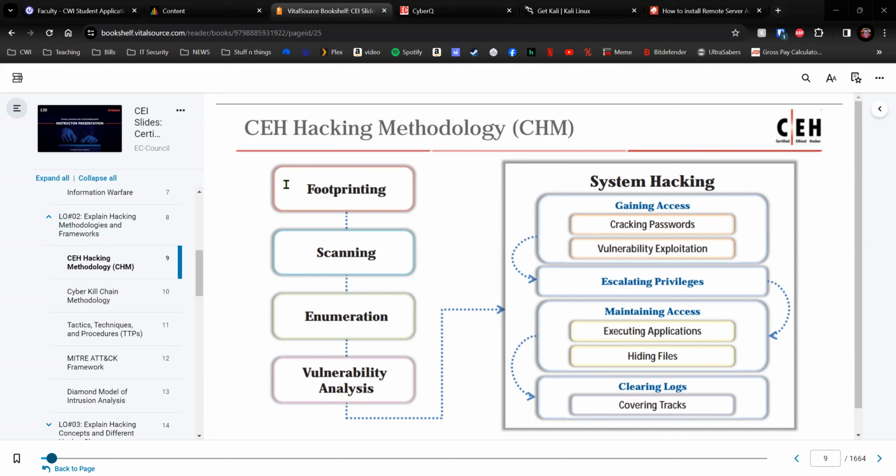And then when you've done that, you want to make sure that you don't have any tracks left so that people like forensic accountants or things like that can't come in and backtrack to find you. So you want to do things like clearing your logs out.